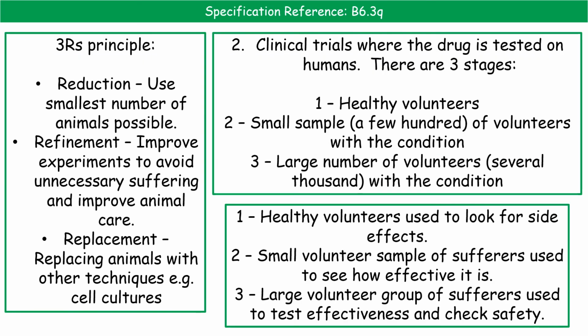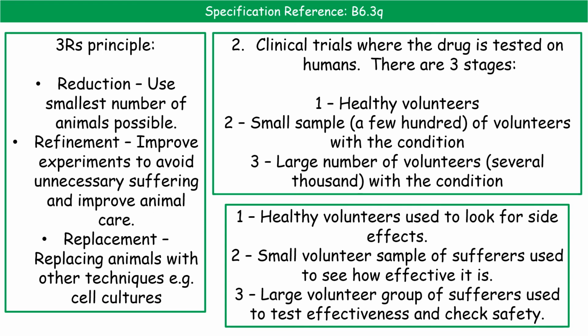To make animal testing a little bit more palatable, what we use is our 3 R's principle. So reduction, use the smallest number of animals possible. Refinement, we improve experiments to avoid unnecessary suffering. And replacement, swapping out animals with our cell cultures, so that means we should improve animal welfare in the long term, because we're not going to expose them to drugs that are incredibly harmful straight away.